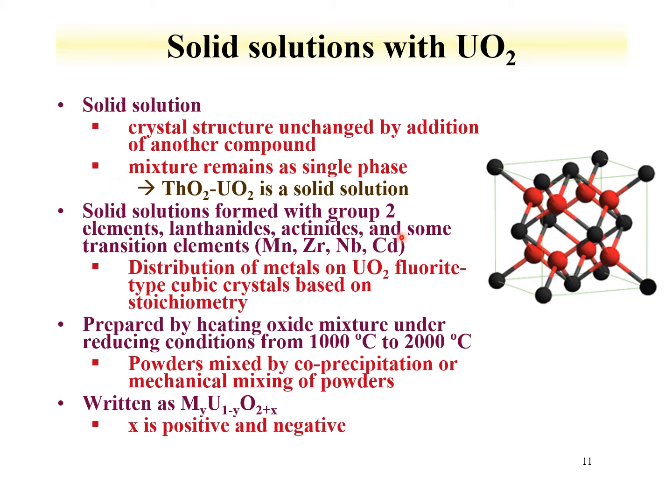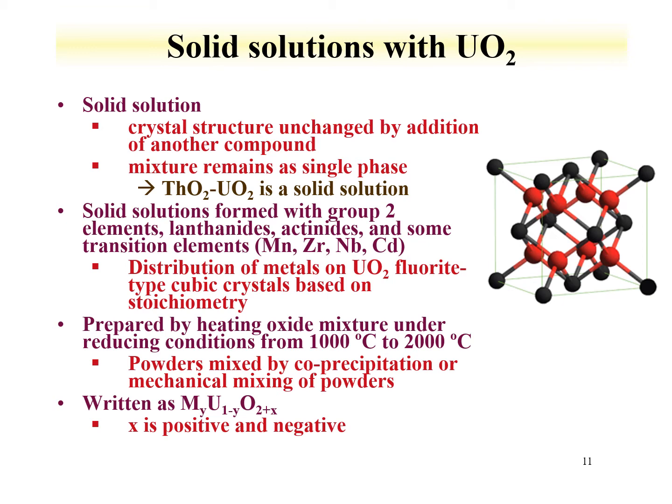So solid solutions are formed with UO2 with group 2 elements, lanthanides, actinides, and some transition elements. Now, the degree to which they form these solid solutions varies. For instance, if you put enough lanthanide into the uranium dioxide, you'll quickly form separate phases. The degree of a solid solution is based upon how similar the crystal structure really is to UO2. That's why thorium and uranium dioxides, with similar ionic radii and similar structures, form very good solid solutions.